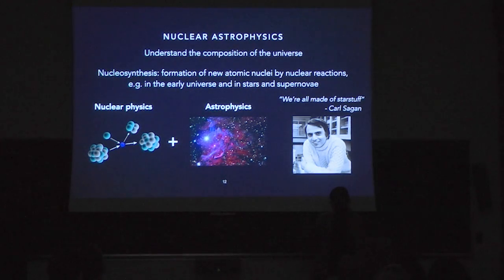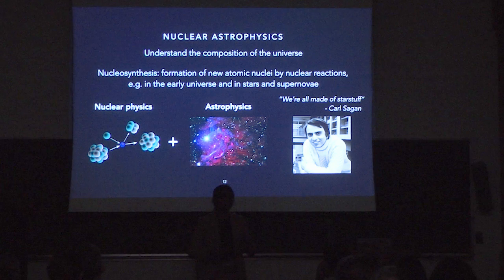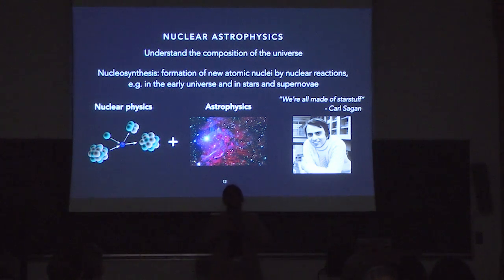That brings us to the field of nuclear astrophysics. It is essentially putting together nuclear physics with astrophysics to understand how new nuclei form in the universe. What we study is called nucleosynthesis, the creation of new nuclei from existing nuclei. It's also the science behind the very famous Carl Sagan quote that we're all made of star stuff. This is the science that goes into making a claim like that.